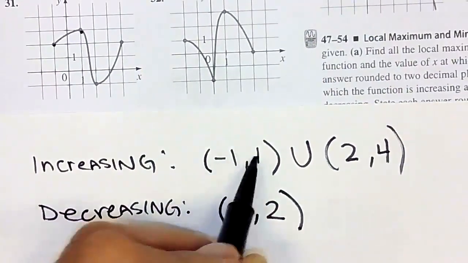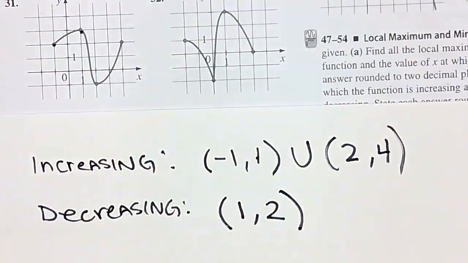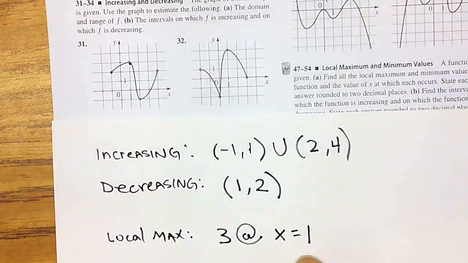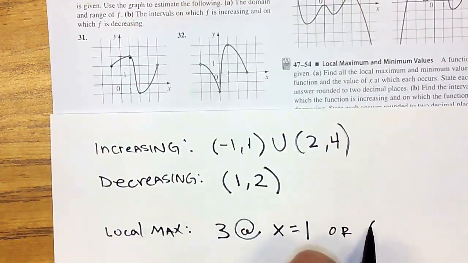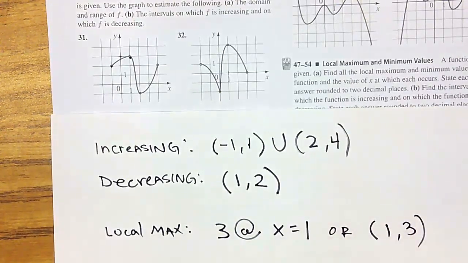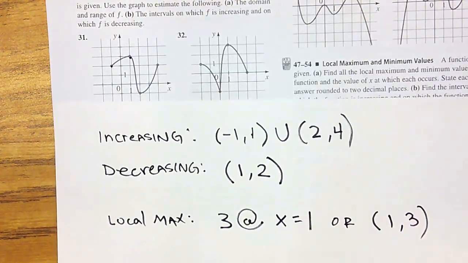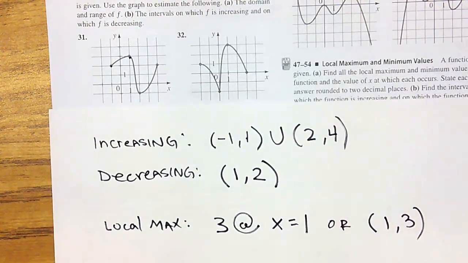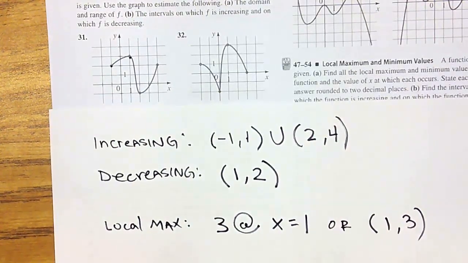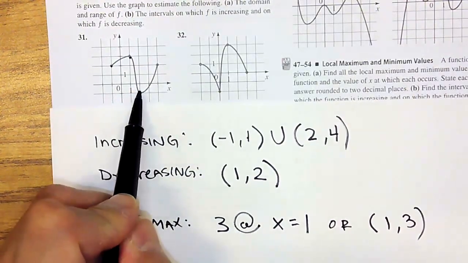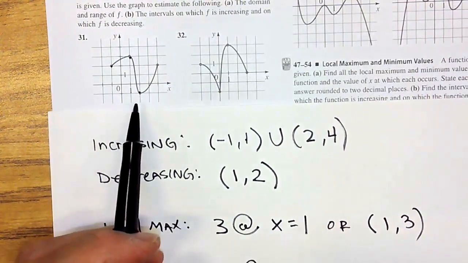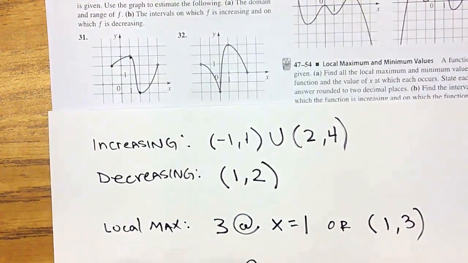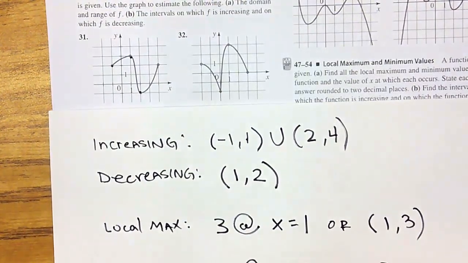There's that point right there, right? Oh, you guys can't see it. There's 3 at x equals 1. Or I can ask you for the coordinate 1, 3. Either way works. And then my local min would be here at -1 at x equals 2, or 2, -1.